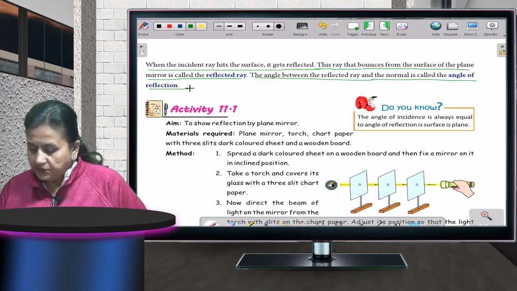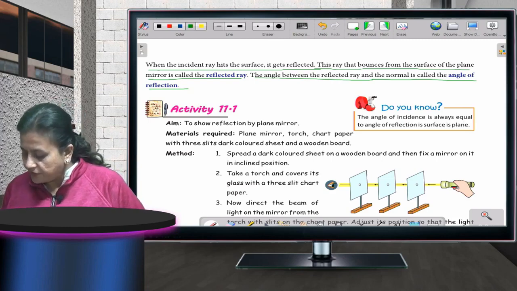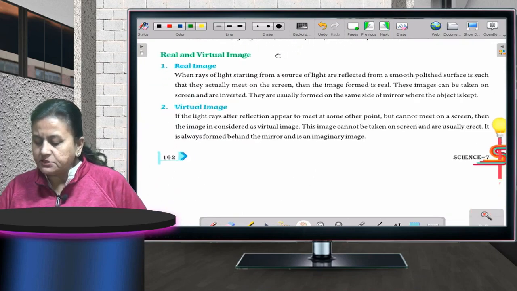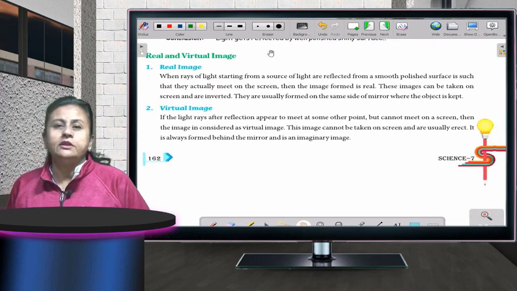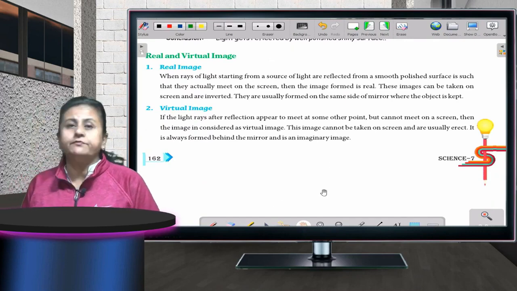Now, this is an activity to show reflection by plane mirror. This is very easy. You can just read out on your own. There is nothing much to explain in this. Now comes real and virtual image. That is very important. What is a real image and what is a virtual image?